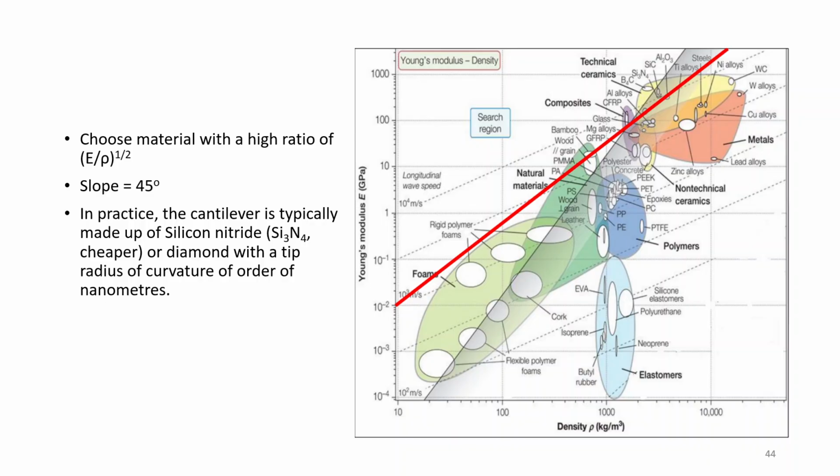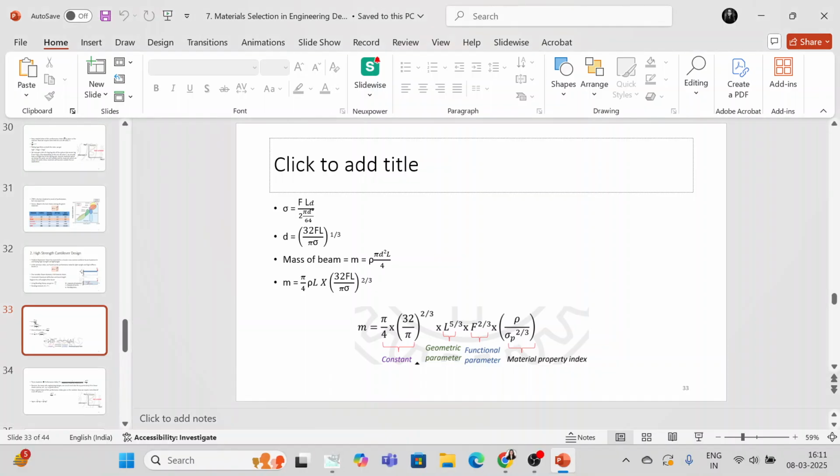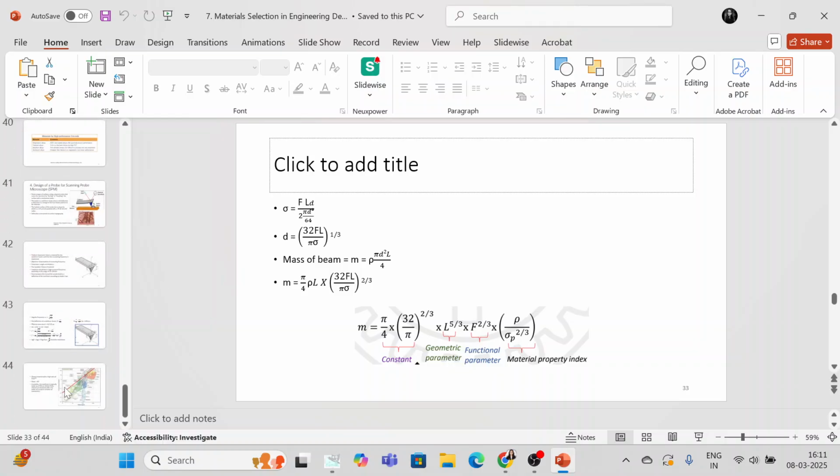So slope here will be 45 degree, and in practice the cantilever is typically made of silicon nitride Si3N4, which is cheaper, or diamond with a tip radius of curvature of the order of nanometers. So these materials which are falling in the search region above this particular line are basically ceramics and diamond. Okay, so these are basically used for making this cantilever. Okay, so that's it.